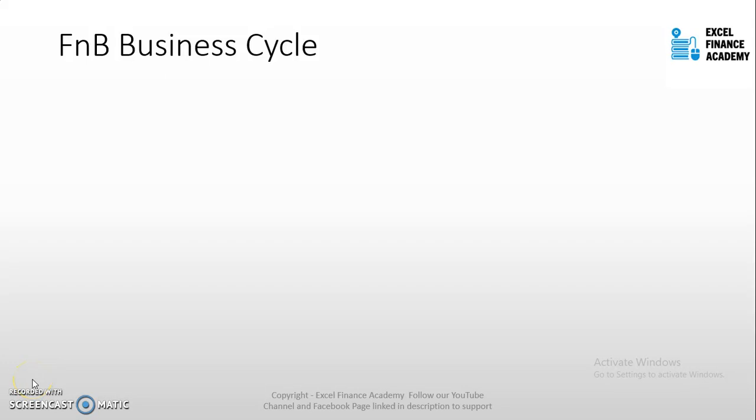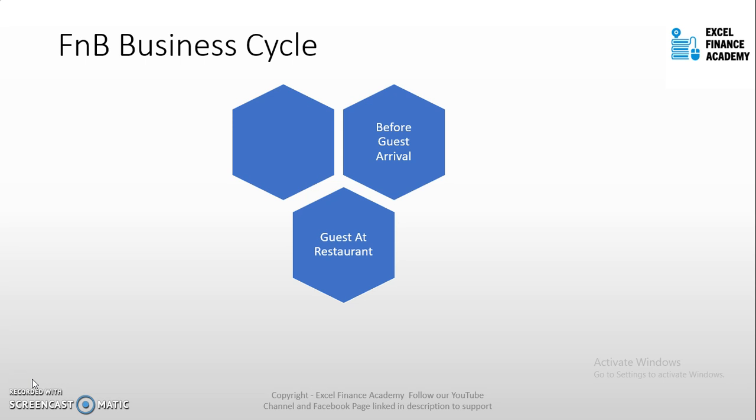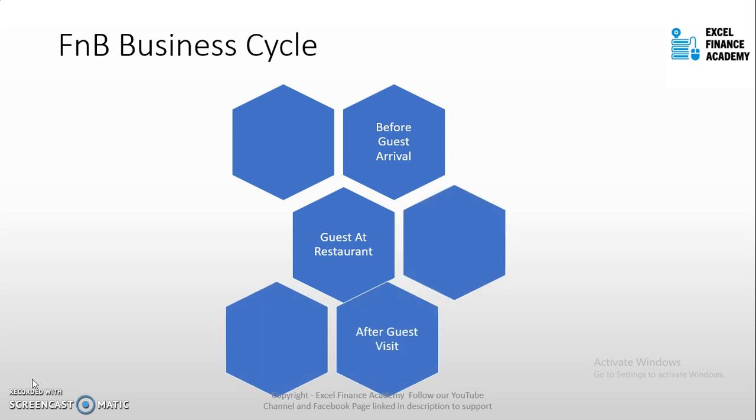Hello, let's discuss the F&B business cycle. What is the business cycle for a normal food and beverage restaurant or hotel? We can divide the business cycle into three segments. One is before the guest arrives, then while the guest is at the restaurant, and lastly after the guest's visit.